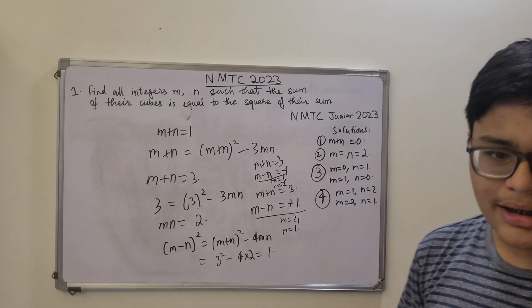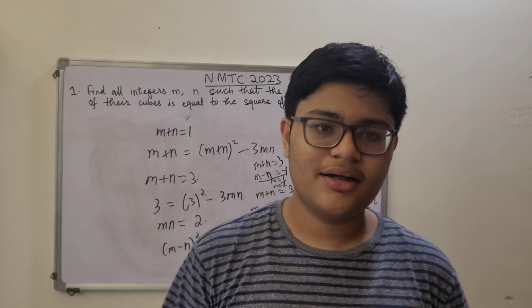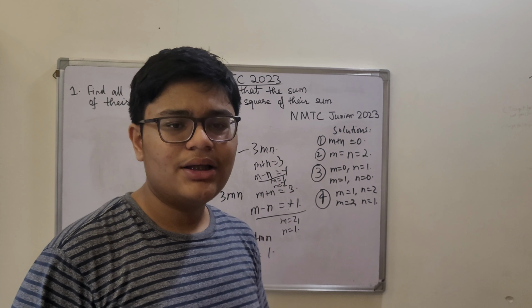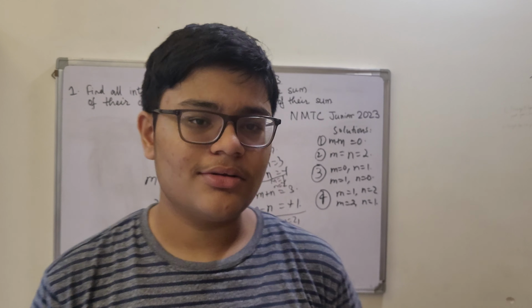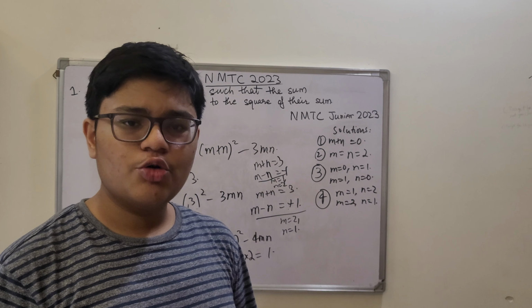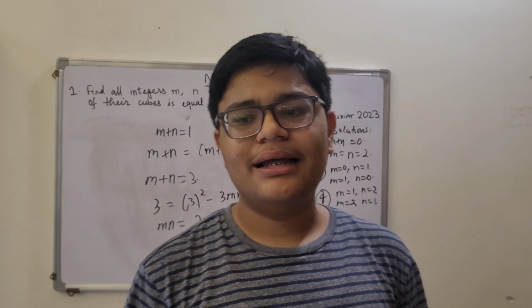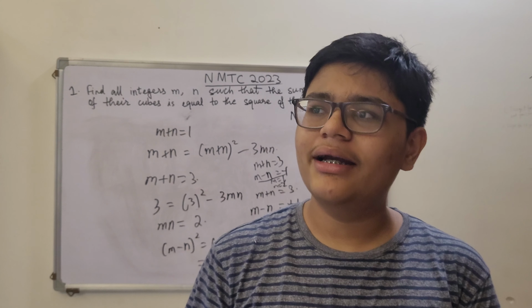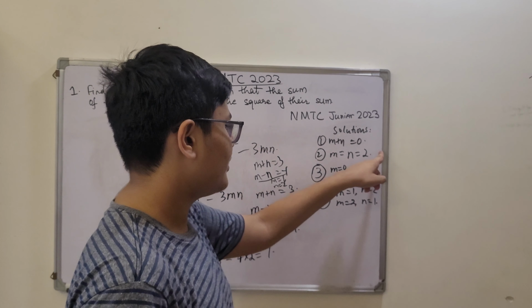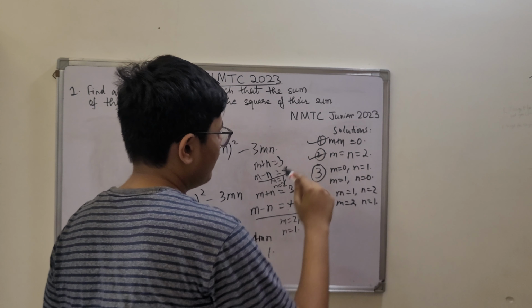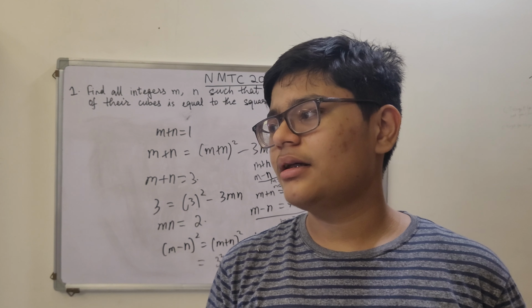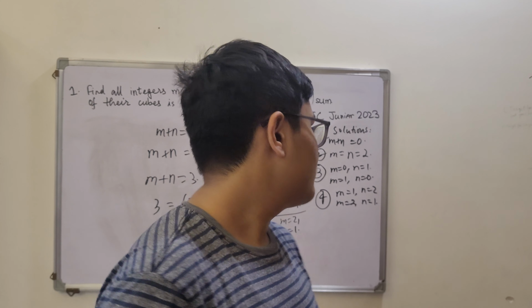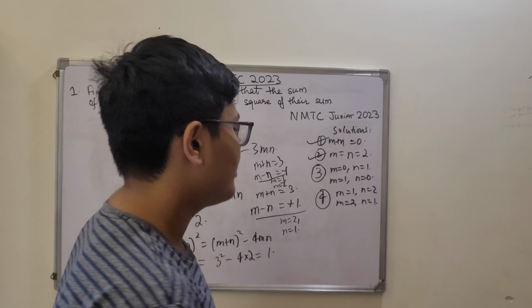Now we'll just run through a quick check whether all these solutions satisfy, right? If m plus n equals 0, then it obviously satisfies, because m cubed plus n cubed is 0 and m plus n whole squared is also 0. If m equals n equals 2, then 2 cubed plus 2 cubed is 16 and 2 plus 2 whole squared is also 16. So that is also satisfying. If m equals 1 and n equals 0, then 1 cubed plus 0 cubed is 1, and 1 plus 0 whole squared is also 1. And same for the other case.